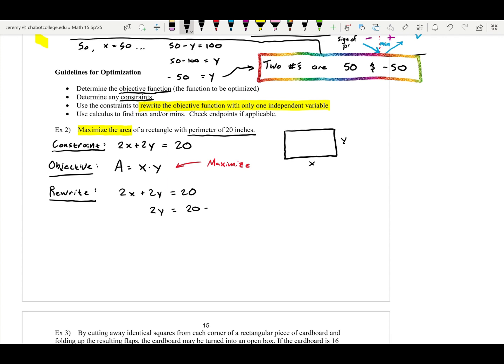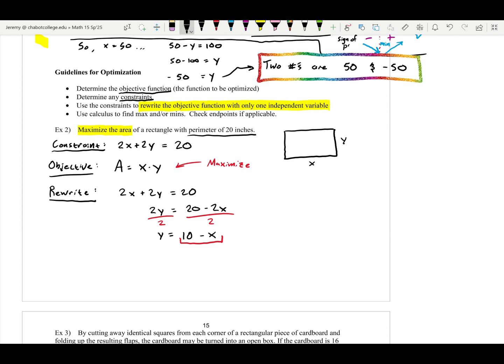2y is equal to 20 minus 2x. And I can divide both sides by 2. So y is equal to, I can simplify this by splitting it up into two fractions: 20 over 2, which is just 10, minus 2x over 2, which is just x. All right, so here is y expressed in terms of x.